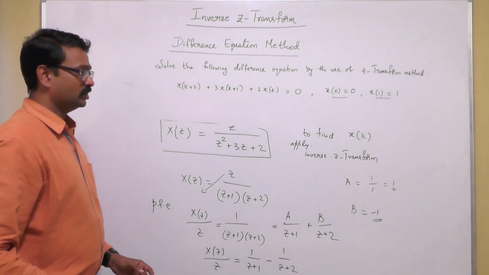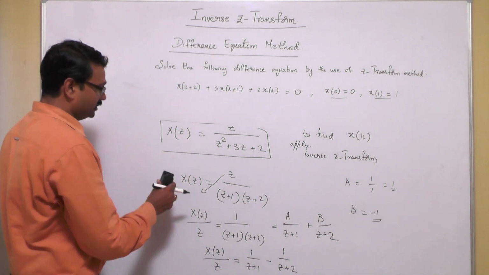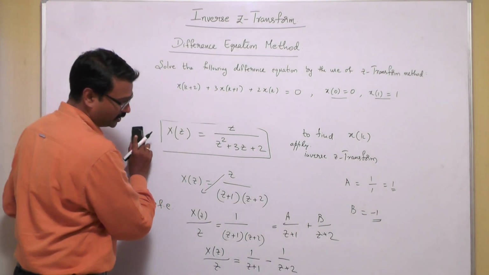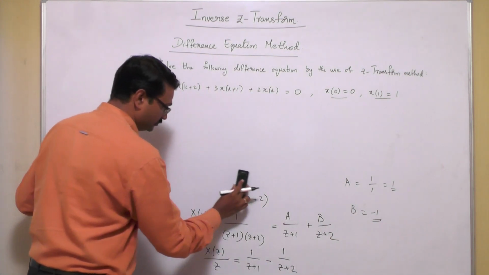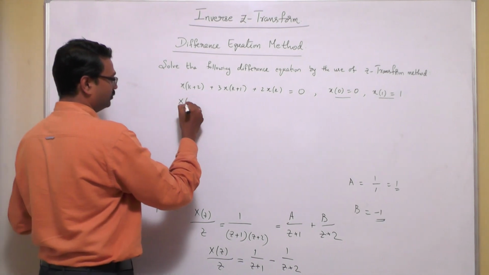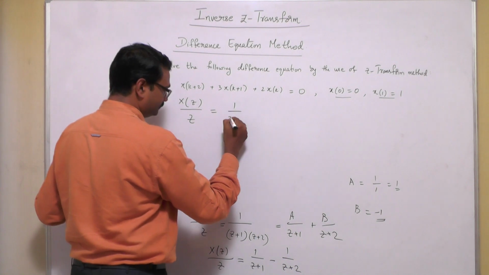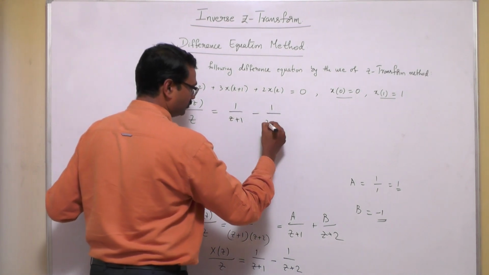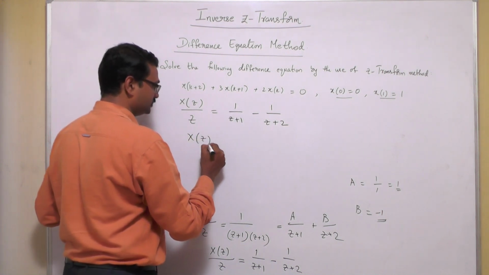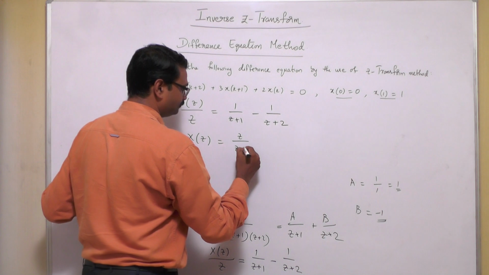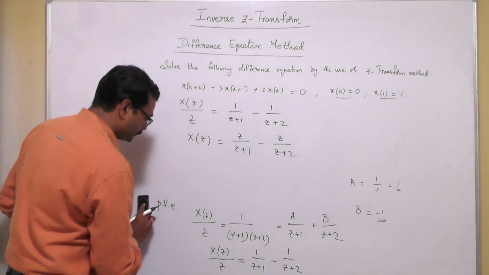Now I have tried to obtain a and b so fast because it is already explained and understood by us how to find a and b from those two equations. Therefore, what we have obtained is x of z by z is equal to 1 by z plus 1 minus 1 by z plus 2. Now if I cross multiply and take z to the other side, I have z by z plus 1 minus z by z plus 2.